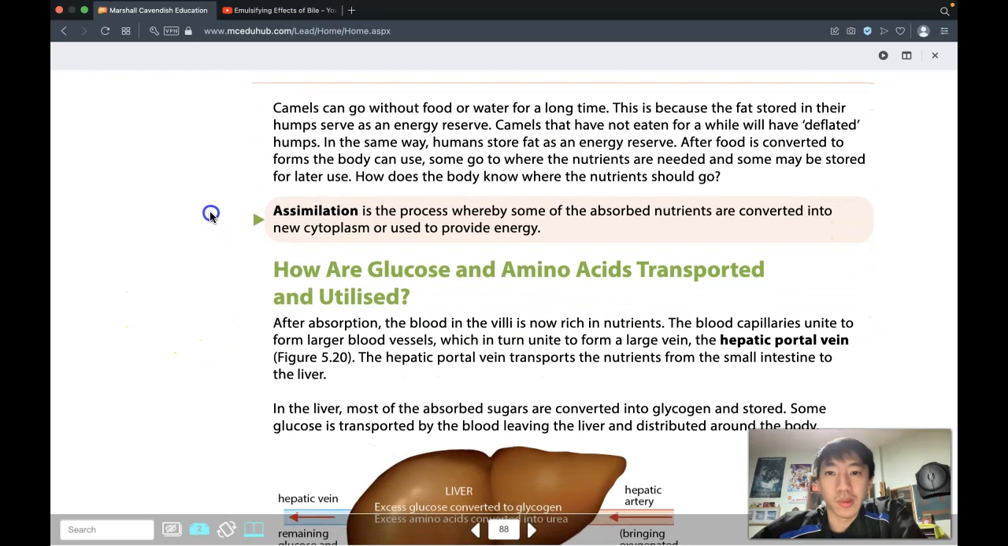Alright, camels. Have you ever sat on a camel? Right, camels can go without food or water for a long time. This is because the fat stored in their humps serves as an energy reserve. Camels that have not eaten for a while will have deflated humps. In the same way, humans store fat as an energy reserve. After food is converted to forms the body can use, some goes to where the nutrients are needed, and some may be stored for later use. How does the body know where the nutrients should go?